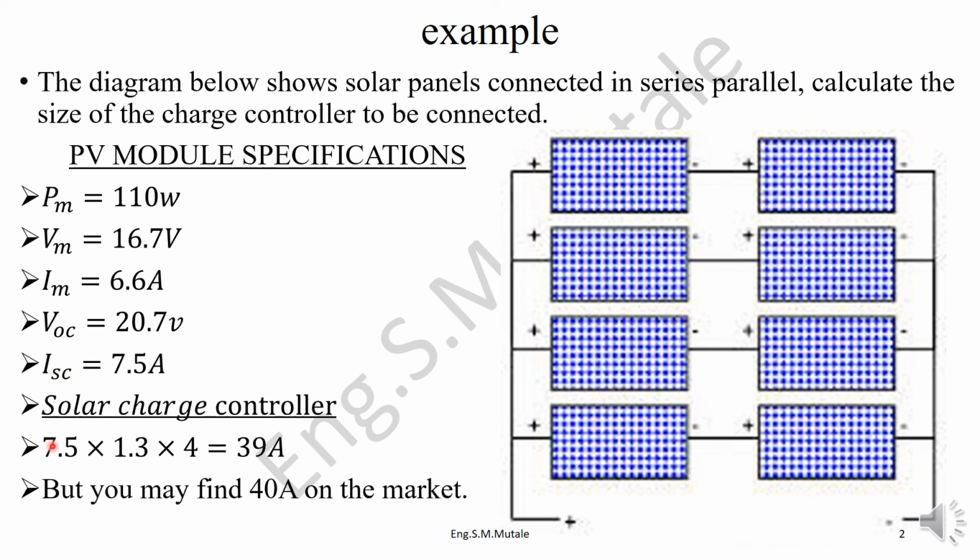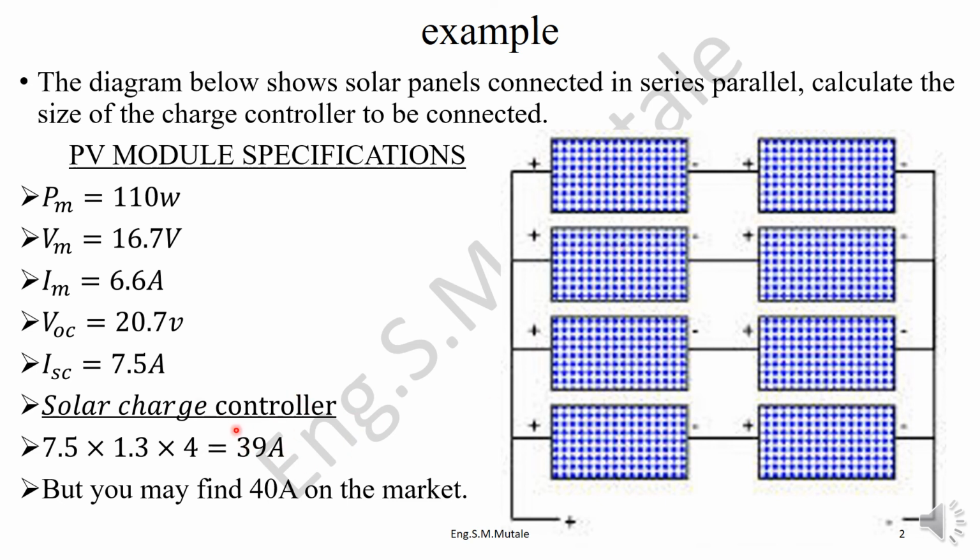So the solar charge controller will be given by 7.5, which is the short circuit current, and then we need an increment of 30%, which is basically multiplying that by 1.3, and then you multiply by the number of strings. For this one, we have 4 strings. When you do that multiplication, you get 39 amps. So for such a system, you need a 39 amp charge controller.